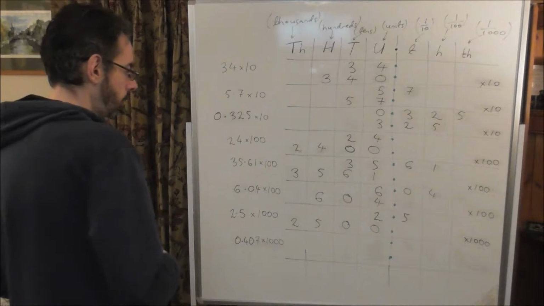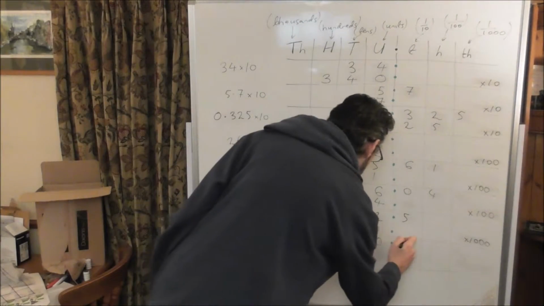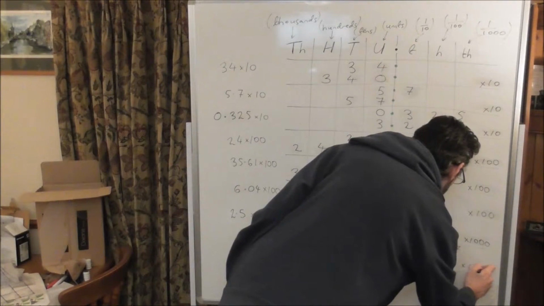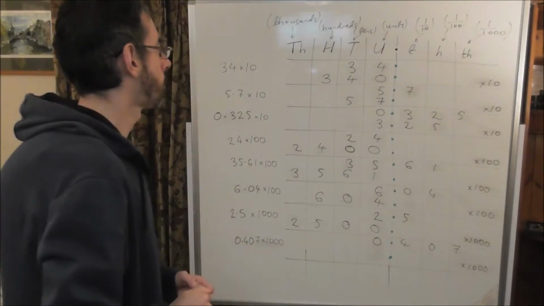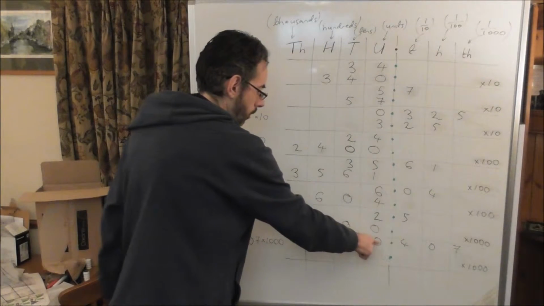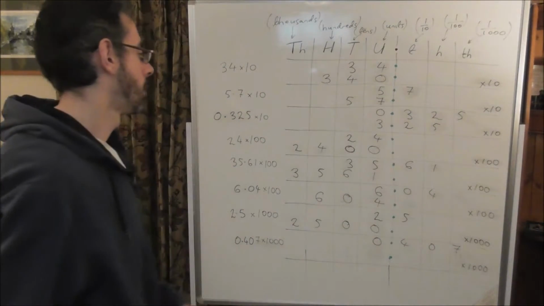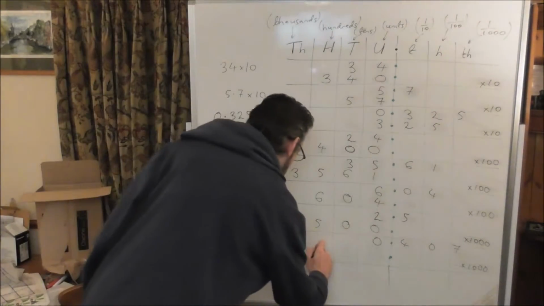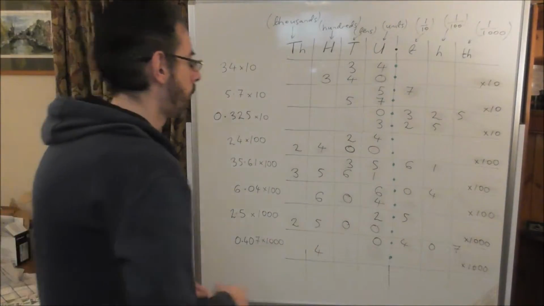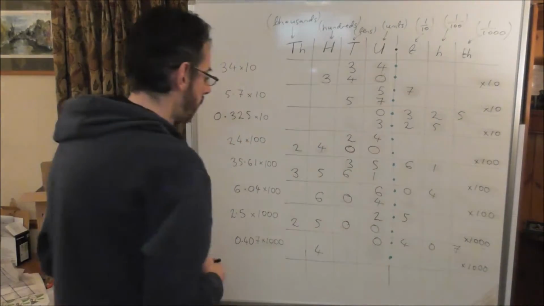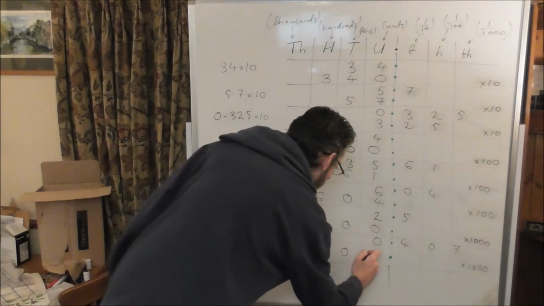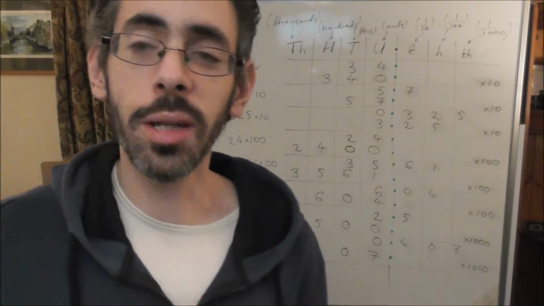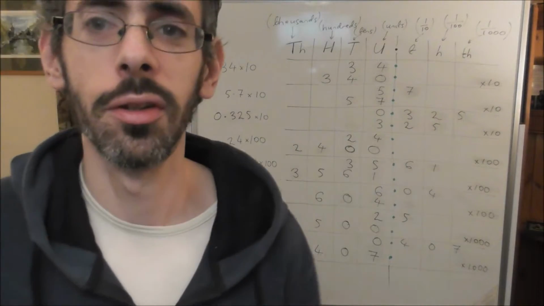0.407 times 1,000. There are no units in this number, so I can ignore the 0 at the front. The 4 will move 3 places to the left, so into the hundreds column. And the 0 and the 7 will move with it, also 3 places. So the 0 will end up here, the 7 will end up here. So the answer is 407. So that's how you multiply by 10, 100 and 1,000.